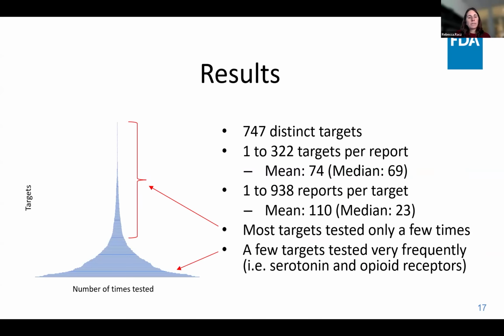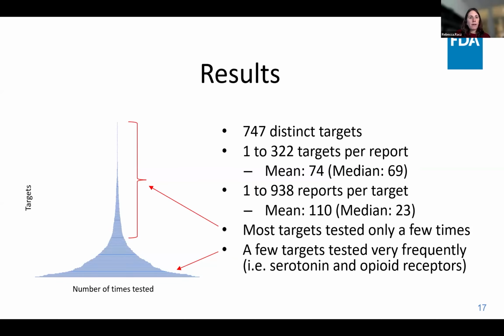In total, we had 747 distinct targets. There were anywhere between 1 to 322 targets per report. The mean was 74 and the median was 69. We also had 1 to 938 reports per target. The mean was 110 and the median was 23.